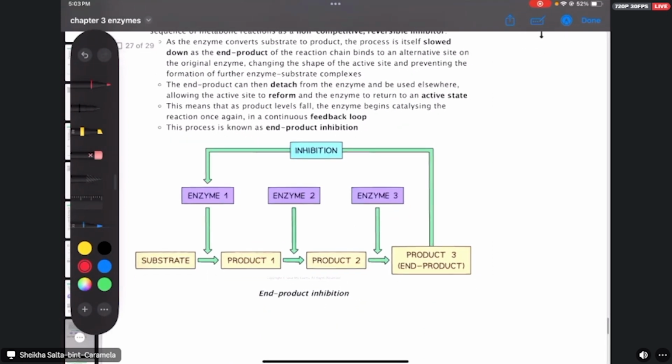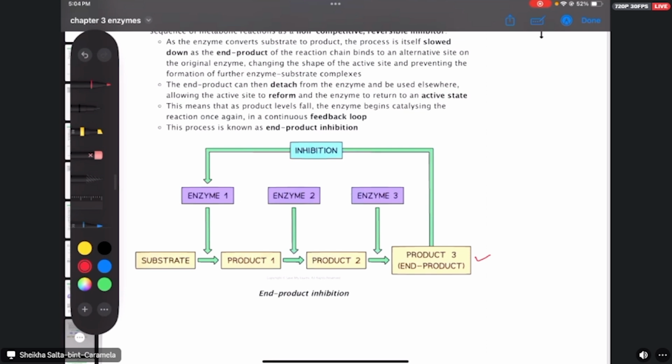As seen here, the substrate will bind to the enzyme 1, and then the products will form until product 3 is formed, which is the end product. Now this end product, product 3, will go and act as an inhibitor for enzyme 1 once the required amount of product 3 is reached.